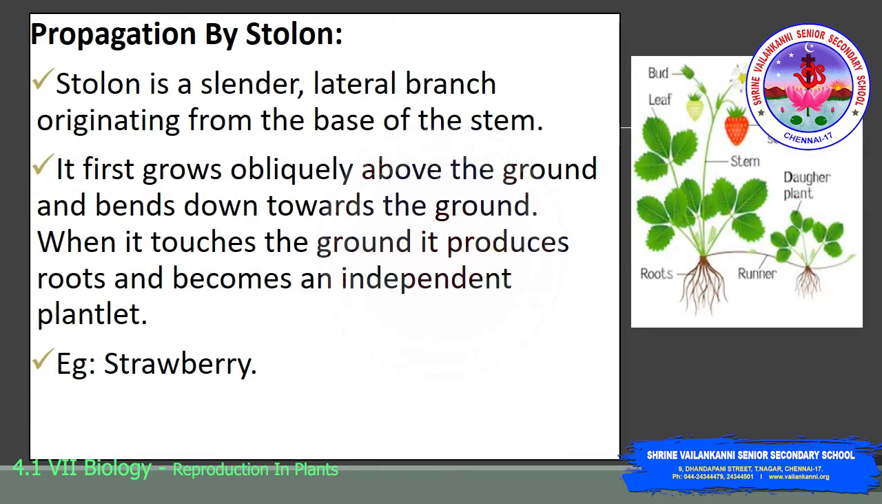The next is propagation by stolon. Stolon is a slender lateral branch originating from the base of the stem. It first grows obliquely above the ground and then it bends towards the ground. And when it touches the ground, it produces roots and it becomes an independent plantlet when the connection with the parent plant is broken. Example of a plant propagating by stolon is strawberry.